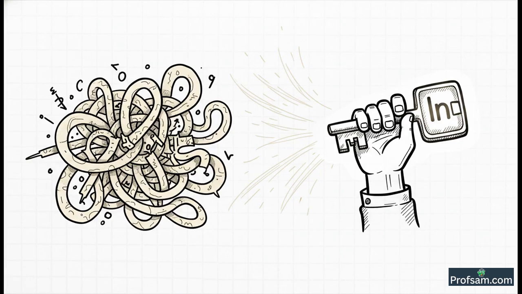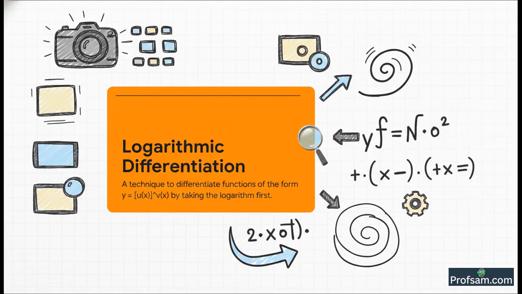Don't worry, for these kinds of monster functions, we have a secret weapon. Think of it like a special power-up that completely changes the game. That secret weapon is called logarithmic differentiation. The best way to think about it is like a special filter you'd use on an Instagram photo. It simplifies everything before you even start the main work, and that makes the whole problem way easier to handle.